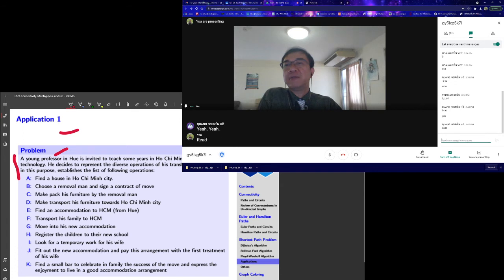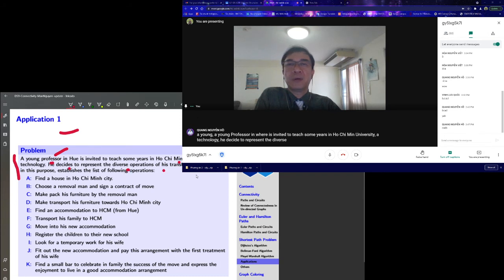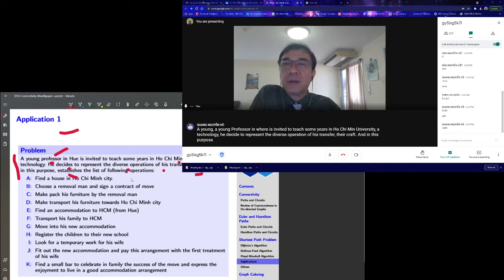A young professor in Hue is invited to teach some years at Ho Chi Minh University of Technology. He decided to represent the diverse operations of the move by a graph and, for this purpose, establishes the list of following operations. A: I buy the house in Ho Chi Minh City. B: Choose a removal man and sign the contract of move.